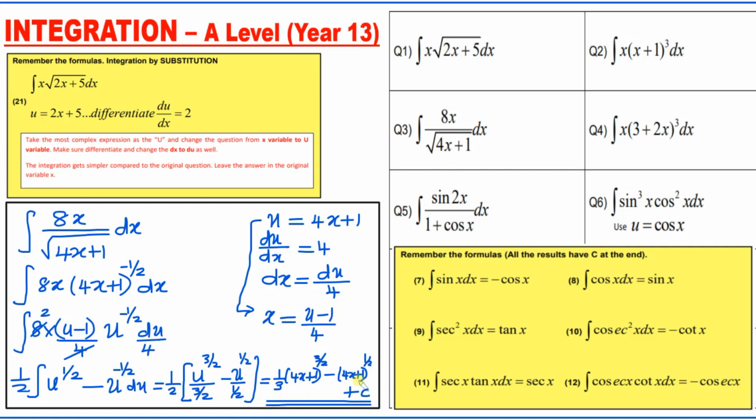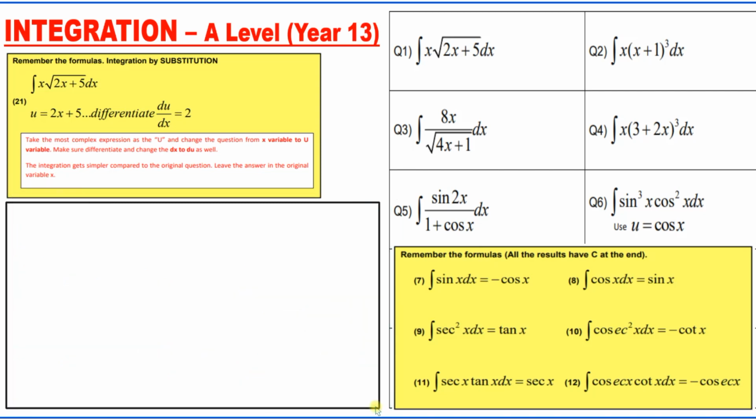Please make sure you understand the algebra, expressions, expanding brackets, and all this GCSE knowledge you need to have, making sure you leave the answer in a good format. That is question number 3 done. And now we are moving on to question number 4.